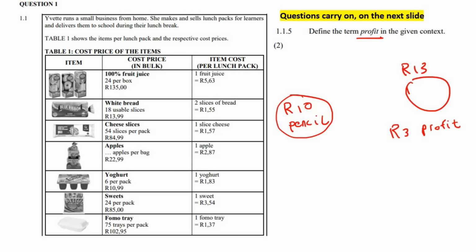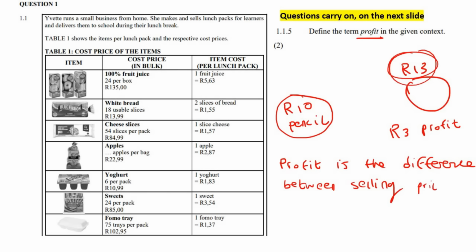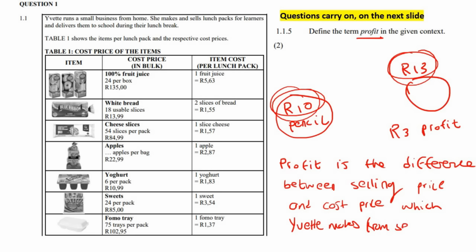So in this context, we could say that profit is the difference between the selling price, which is this, remember, and the cost price, which is this, which Yvette makes from selling lunch packs. So profit is the difference between the selling price and the cost price, which Yvette makes when she sells lunch packs.